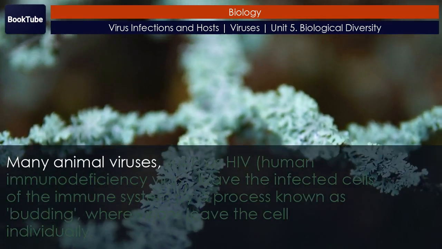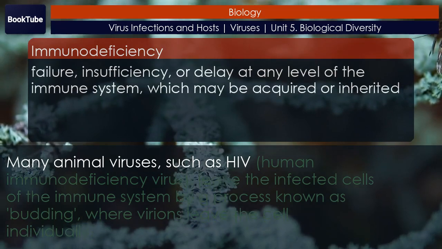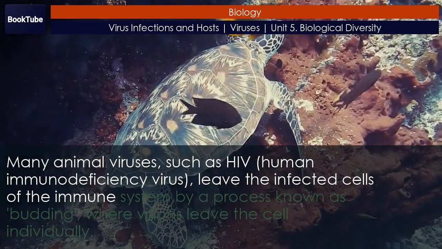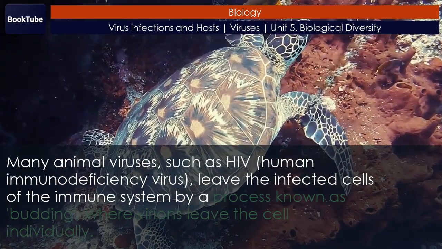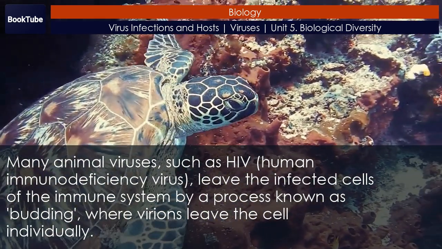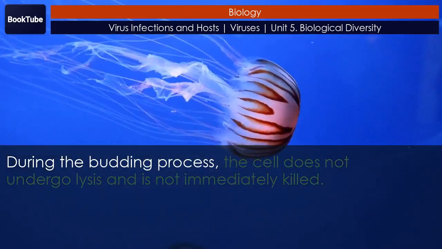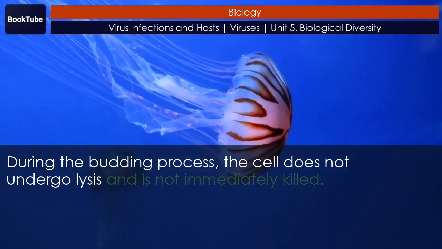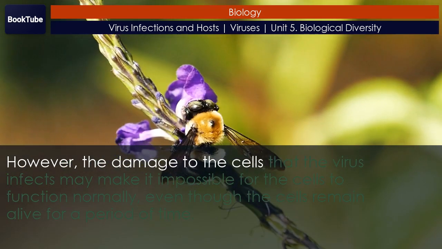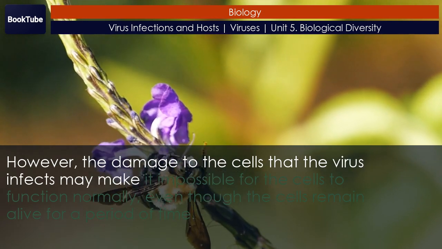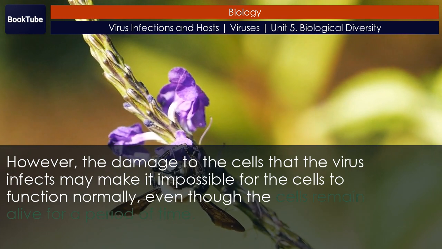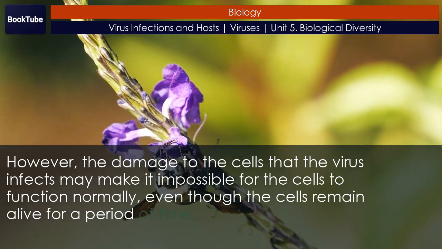Many animal viruses, such as HIV, human immunodeficiency virus, leave the infected cells of the immune system by a process known as budding, where virions leave the cell individually. During the budding process, the cell does not undergo lysis and is not immediately killed. However, the damage to the cells that the virus infects may make it impossible for the cells to function normally, even though the cells remain alive for a period of time.